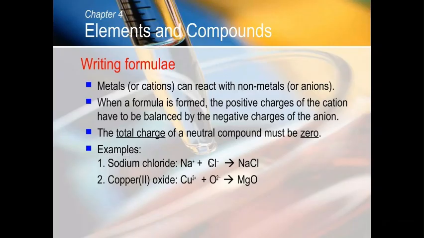When a formula is formed, the positive charges of the cation have to be balanced by the negative charges of the anion. The total charge of a neutral compound must be zero. Example, sodium chloride: Na plus and Cl negative equals NaCl.